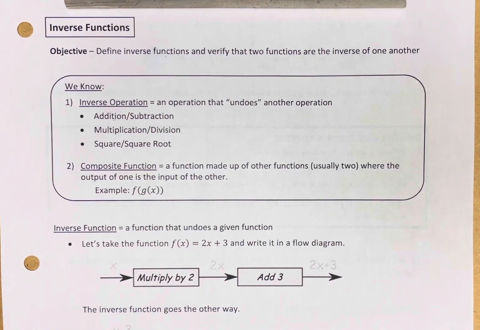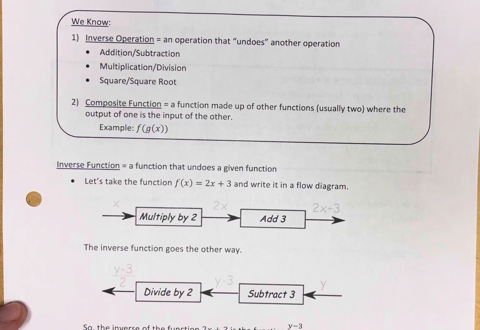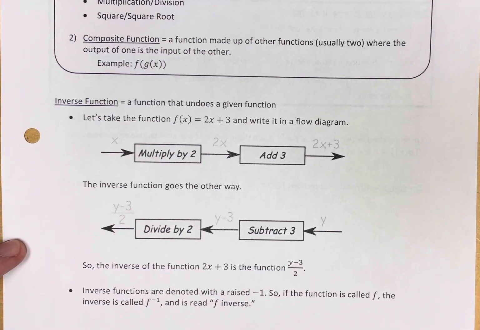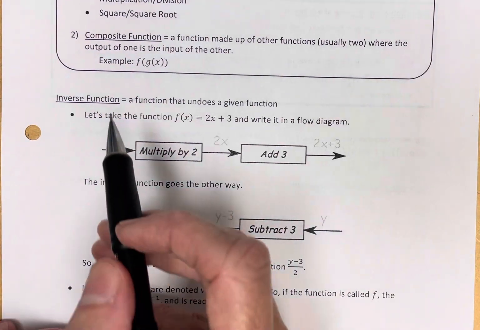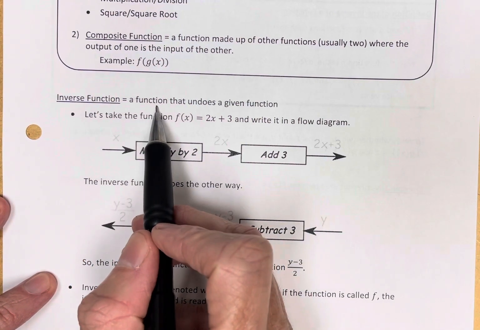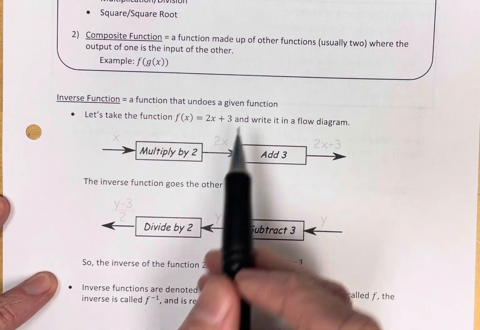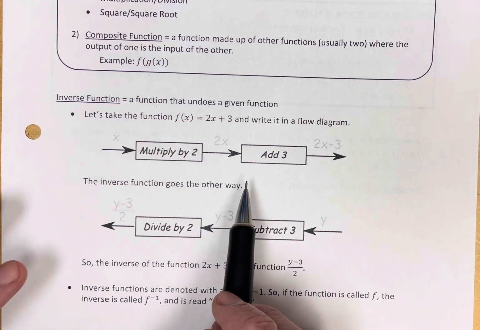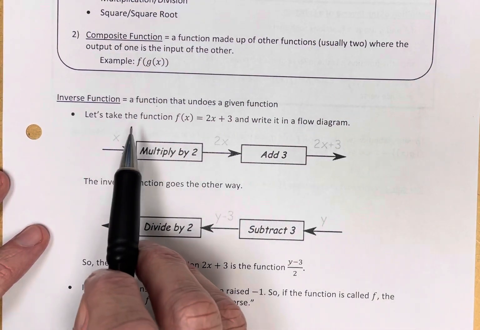All right, so we've talked about inverse operations. Let's define an inverse function. An inverse function, just like I alluded to, is a function that undoes a given function. And I've got a few ways to show this to you.